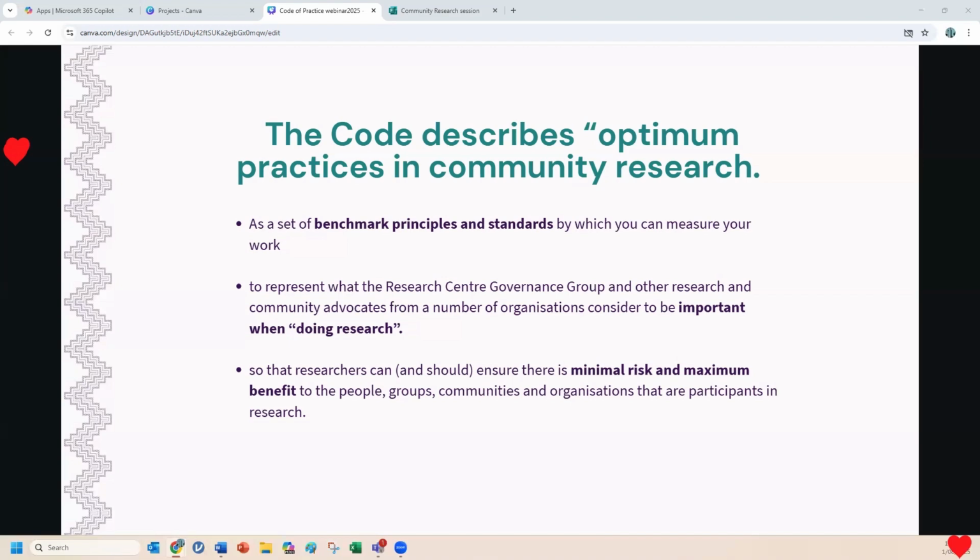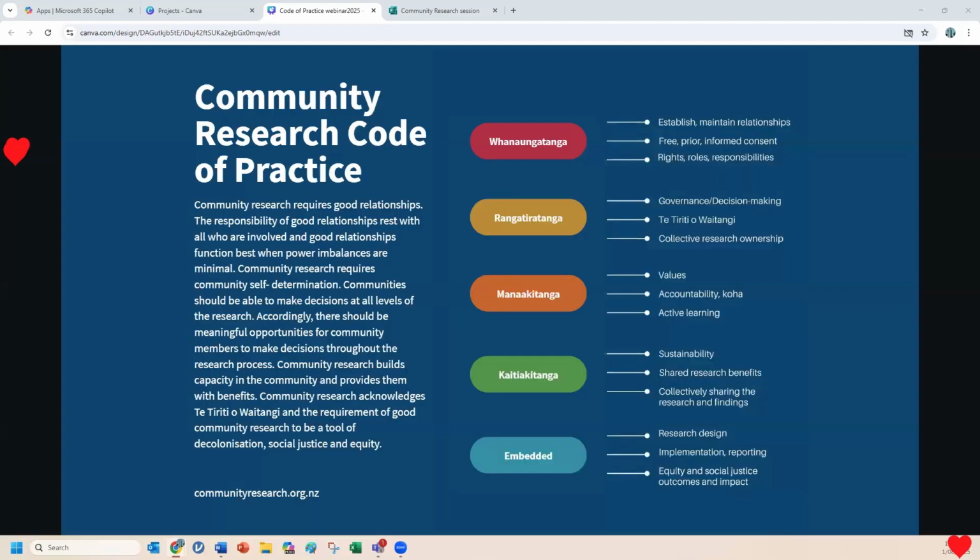So what does the code look like? This is the Community Research Code of Practice. It's literally 5 pages. And it's centred around 5 values: whanaungatanga, rangatiratanga, manaakitanga, kotahitanga, and embedded. This repackaging happened in 2020 when there was further work done to think about the 2007 document and make it more framed around ways of working in te ao Māori. That was a more focused, I suppose, set of guidelines to be able to think about doing our mahi.